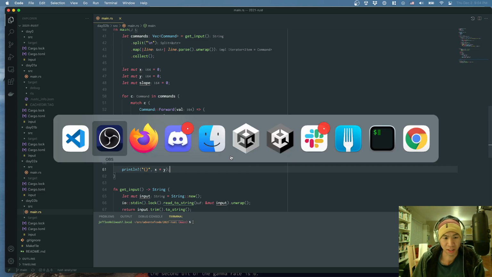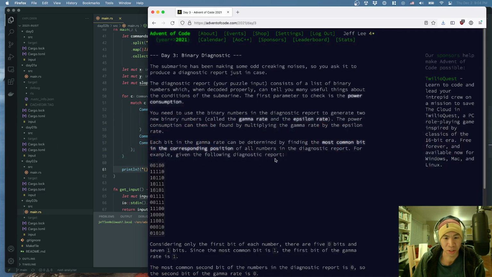All right, Advent of Code, day 3 in Rust. I wasn't sure if I was going to do this tonight or tomorrow morning, but I'm not feeling too tired right now, so we might as well just do it. This one just got dropped about 5 minutes ago.